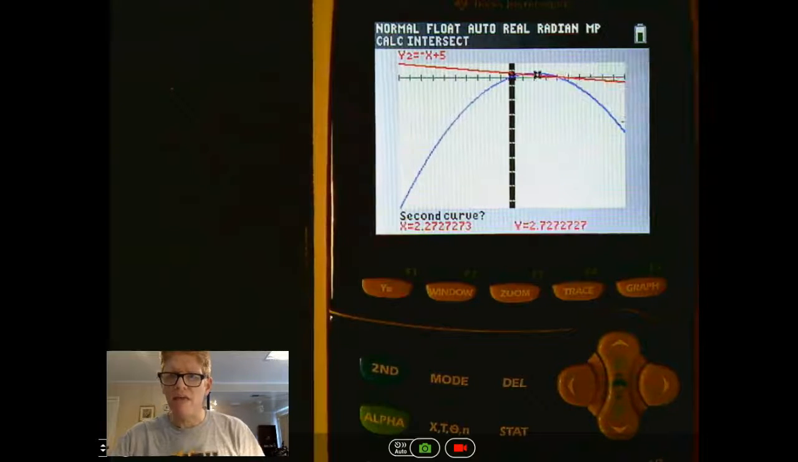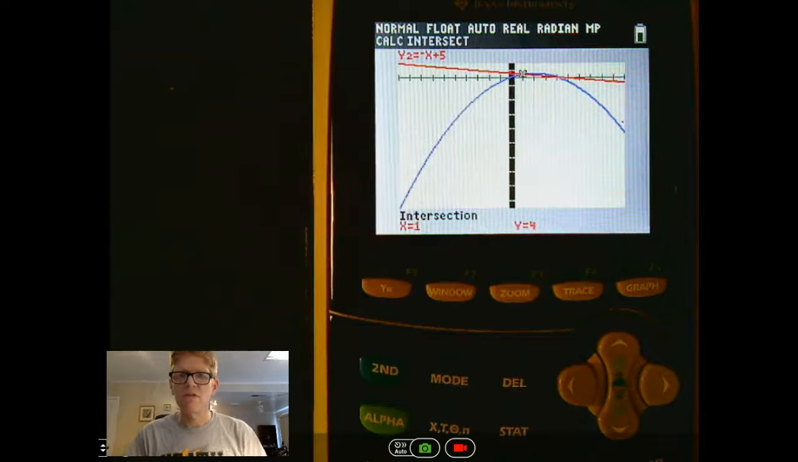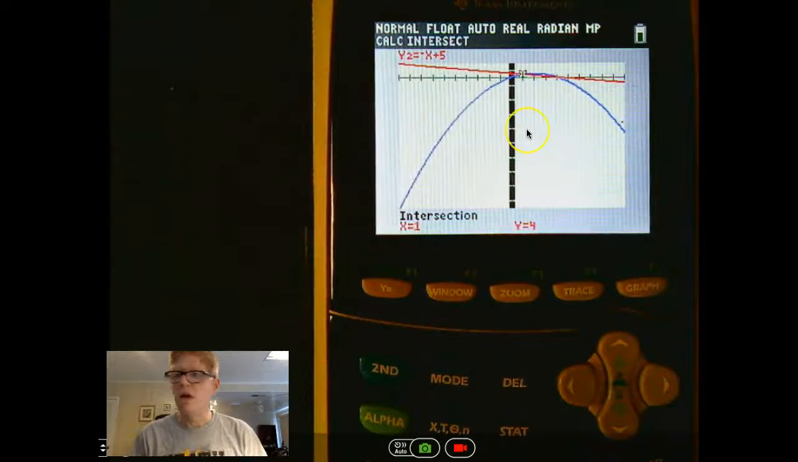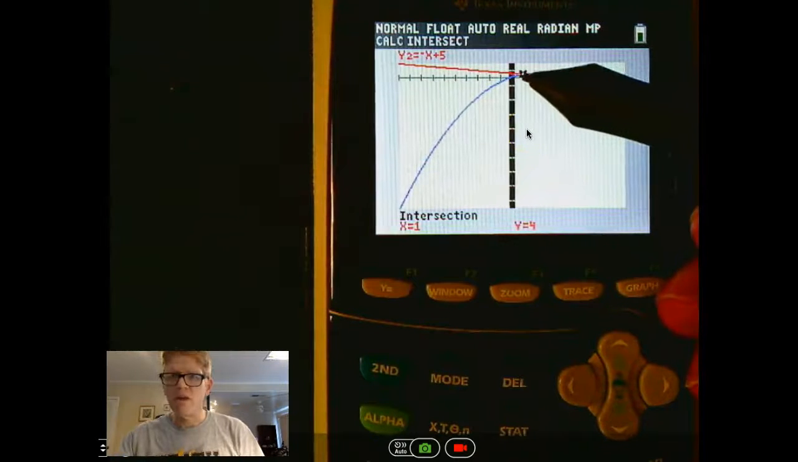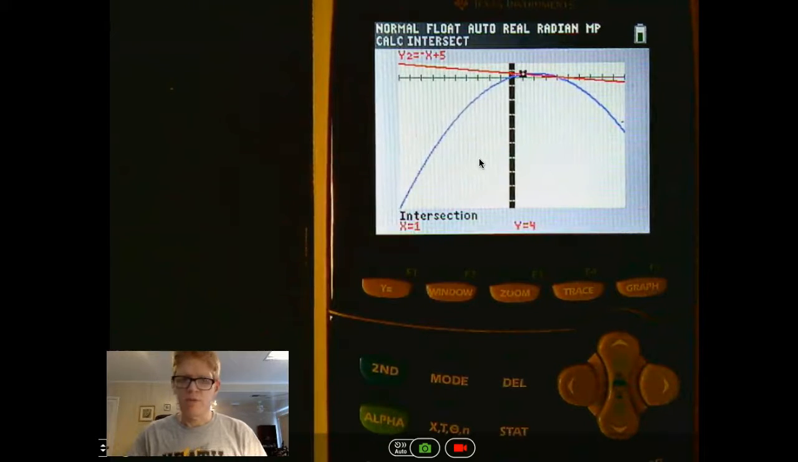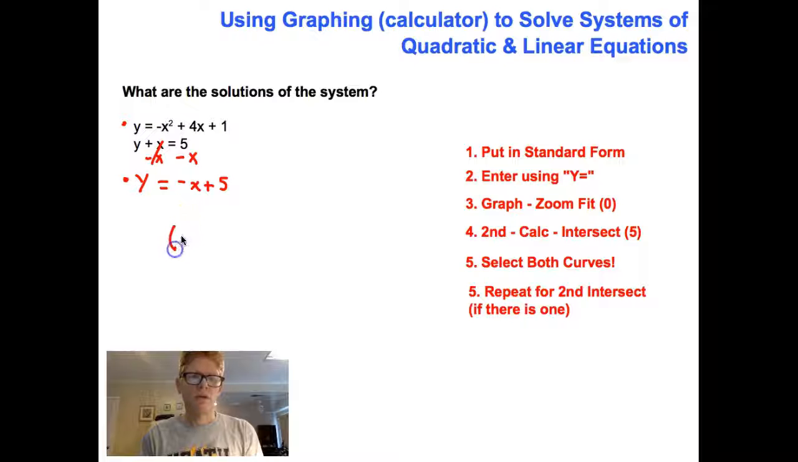I'm going to come past that on the red curve. I don't know if you have to do that. That's what I always do. And then you're going to press enter, and it's going to ask you to guess. And you'll see that your intersection is at 1 and 4. Now that is one of your two intersections. You've got one intersection here. We need to deal with this one over here. So our first will be 1 and 4. So 1 and 4 is our first solution.